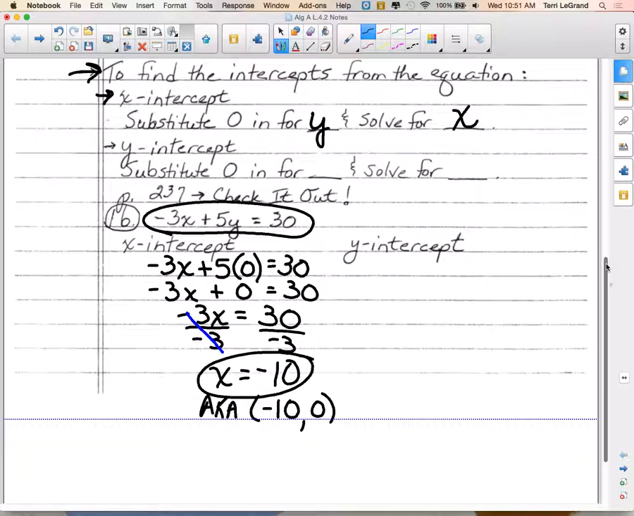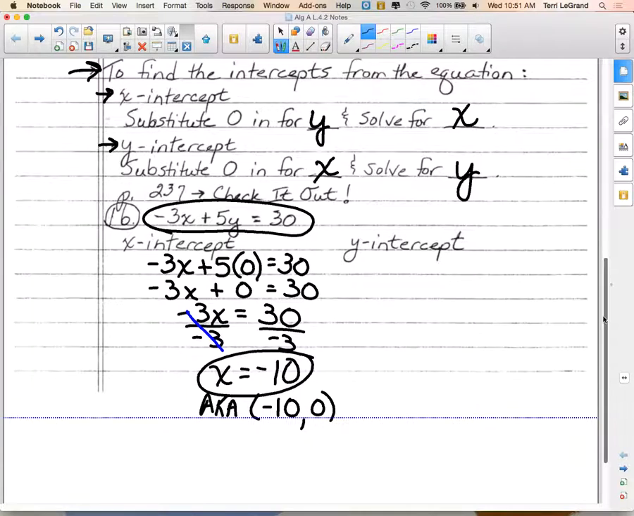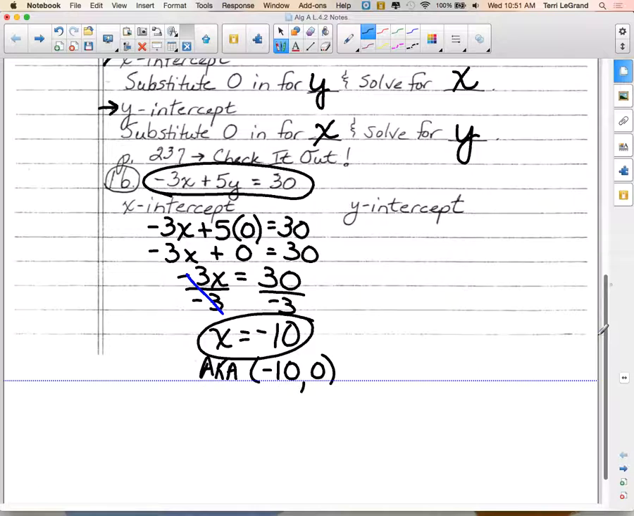So for the y-intercept, we need to substitute 0 in for what? What do you think? For the x value, because we need to solve it for the y value. We need the y value when x is equal to 0. So now we'll take our same equation, and I'm going to write it over here again, so I can see it to substitute into. I'm going to put 0 in for x this time.